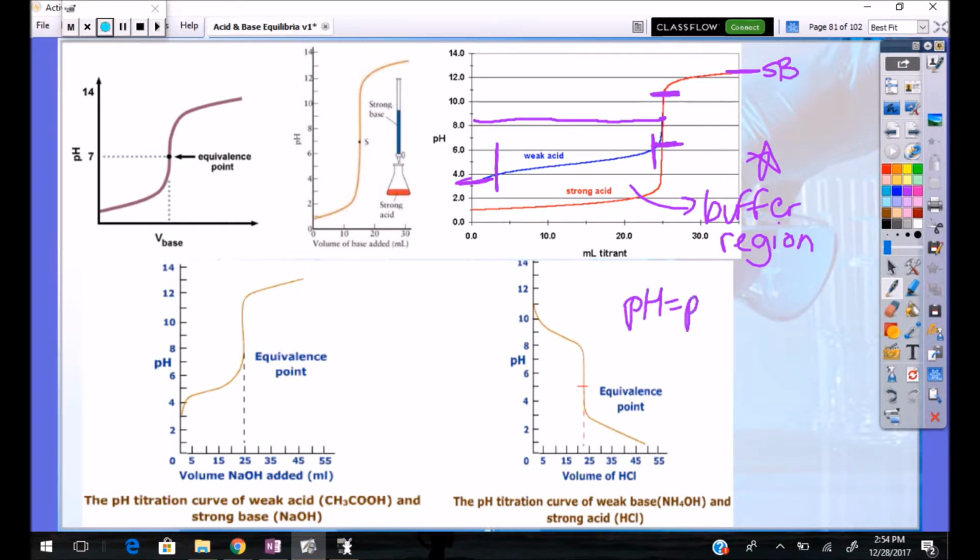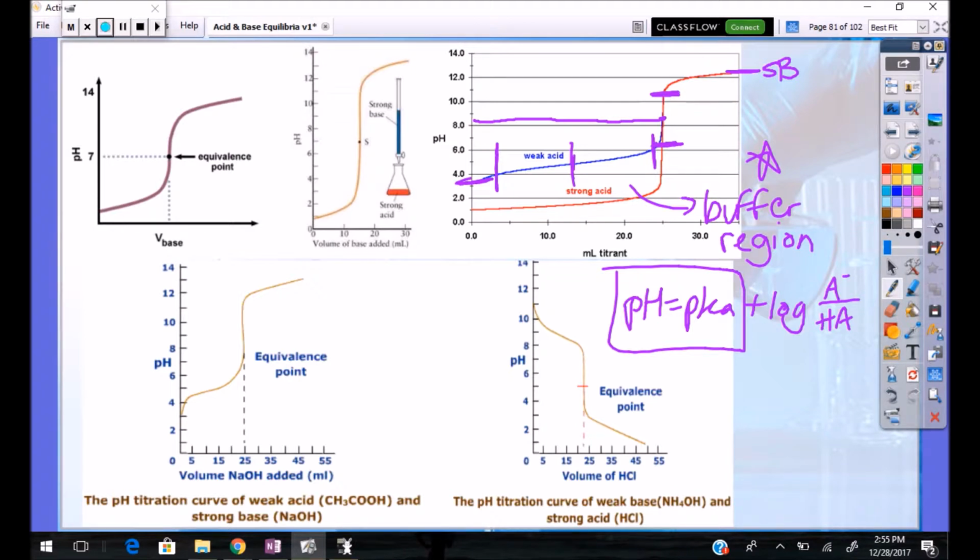pH equals pKa plus the log of A minus over HA. When we are at the half equivalence point, which is halfway to our equivalence point, we know that pH is going to equal pKa because the ratio of HA to A minus is going to be 1, and log of 1 is 0. Therefore, the pH equals the pKa at that location.